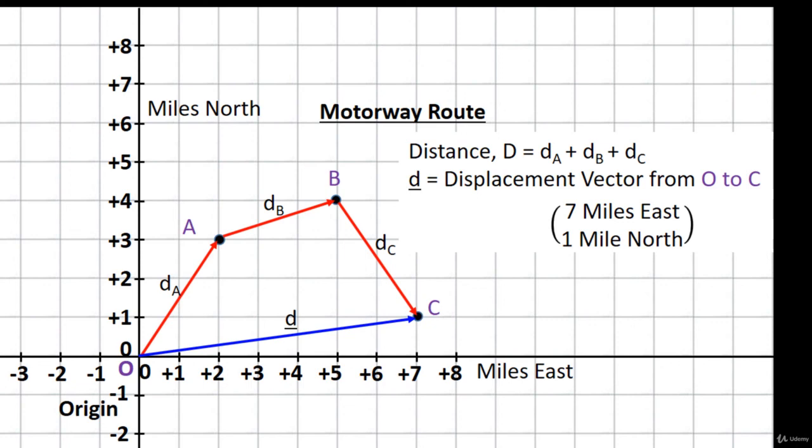So in summary, scalars have magnitude only and vectors have magnitude and a direction associated with them. In the next video we'll be covering vector notation and terminology.